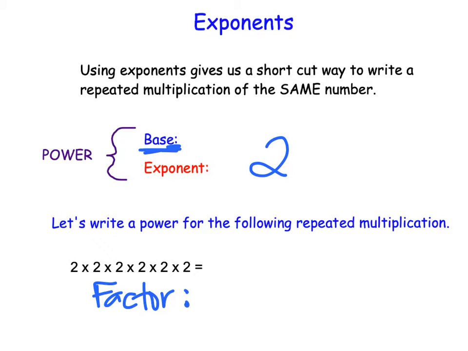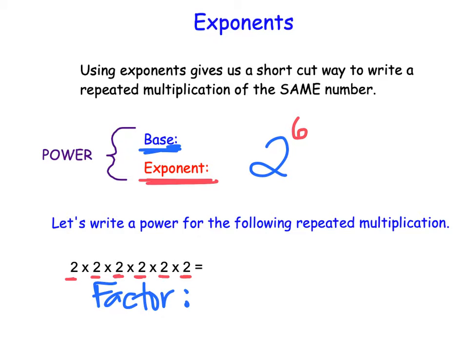Then the exponent just indicates how many times did we multiply that number by itself. Well, this is considered 1 time, 2 times, 3 times, 4 times, 5 times, 6 times. So because we took that 2 and multiplied it by itself 6 times, we write that little superscript up there, or that tiny little 6. That 6 is called the exponent, and again all it does is indicate how many times 2 is being multiplied by itself.